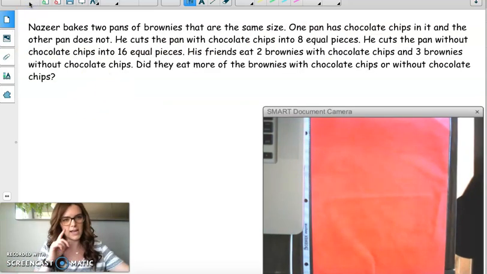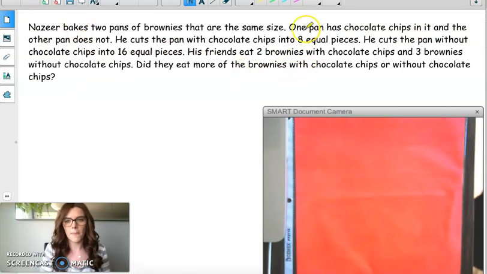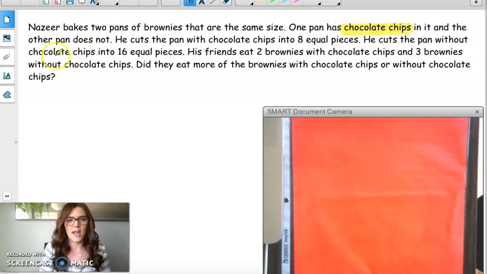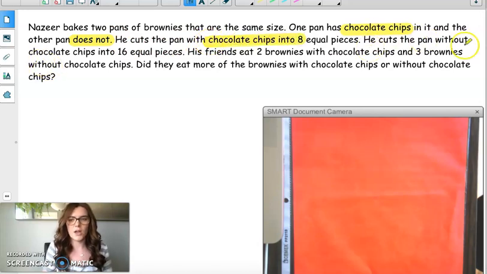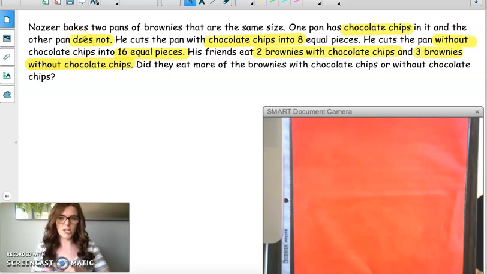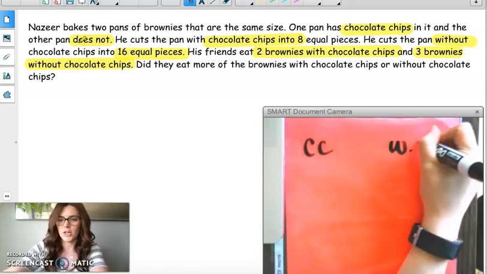So our next one says, Nazir bakes 2 pans of brownies that are the same size. One pan has chocolate chips in it and the other pan does not. So I'm just going to highlight does not. So we have chocolate chips and no chocolate chips. He cuts the pan with chocolate chips into 8 equal slices, and he cuts the pan without chocolate chips into 16 equal pieces. His friends eat 2 brownies with chocolate chips and 3 brownies without. So did they eat more of the brownies with chocolate chips or without? So I'm going to put chocolate chips and without chocolate chips.